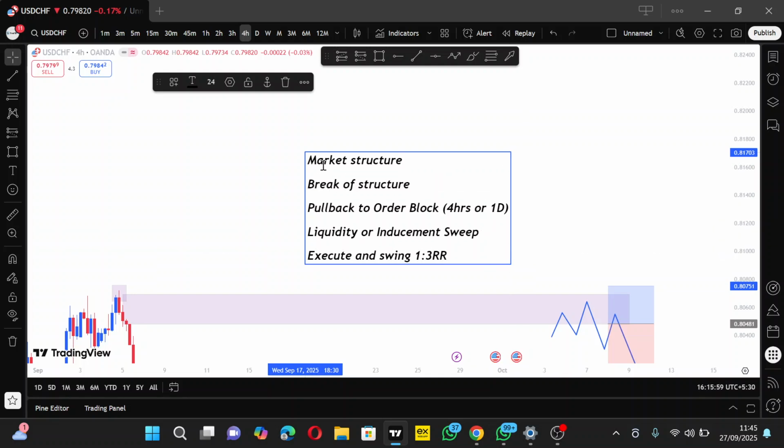You see, market structure, simple. Market structure, break of structure, pull back to order block, 4 hours or daily order block, wait for liquidity or inducement sweep, then execute your trade. It's not more than this. Simple. So which pairs are you trading? Bitcoin.